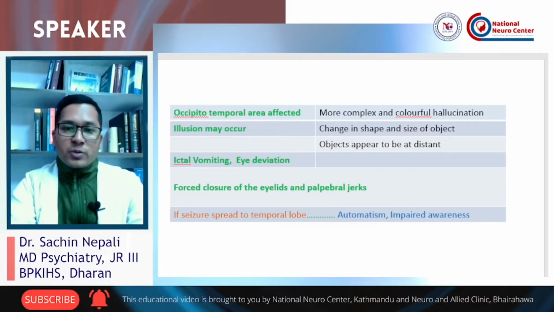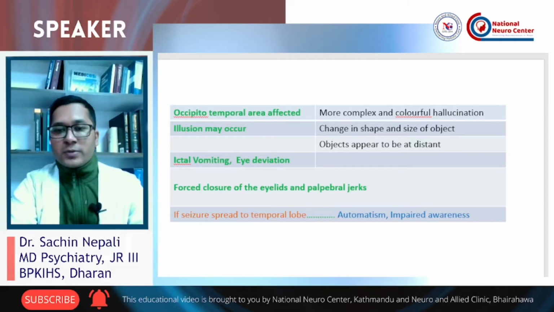And ictal vomiting could be there, and eye deviation. Another feature is forced closure of the eyelids and palpebral jerks. If the seizure spreads to the temporal lobe, then there could be features like automatism and impaired awareness.